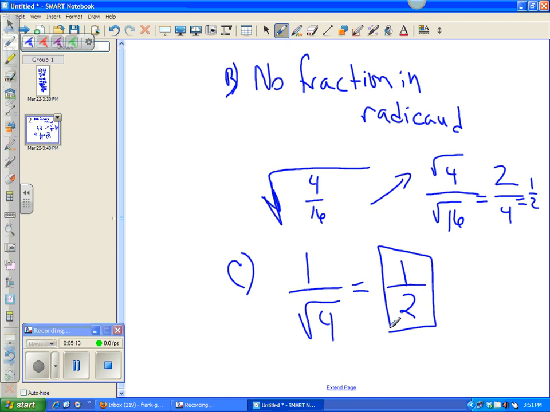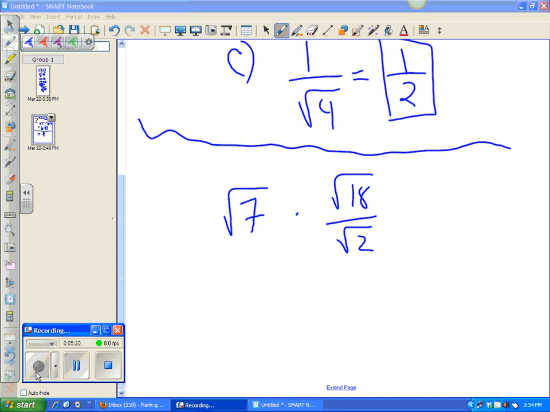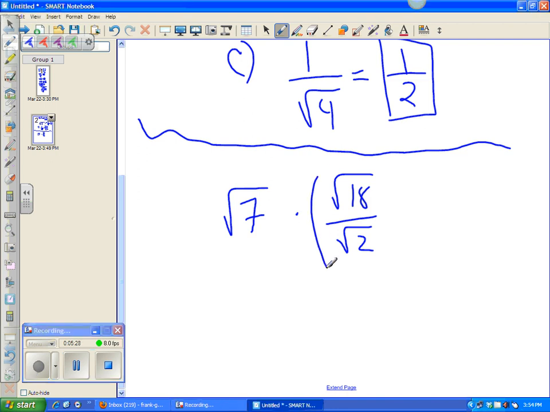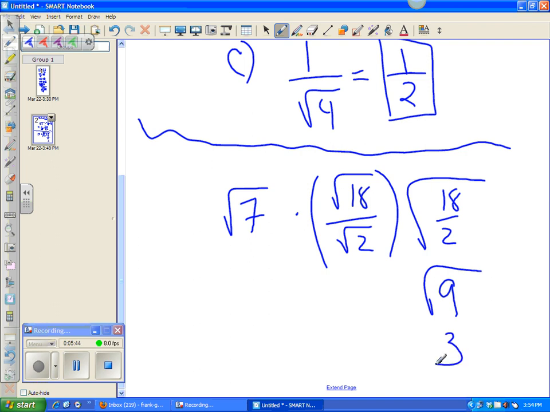Okay, I think that covers all the ways that we can be working this. There are some tricky problems. I'm going to try one tricky problem for you. So this problem would have scared the life out of me when I was in high school, but if you really understand this, you can actually convert this part of the problem into 18 over 2, and 18 over 2 gives you 9. Square root of 9 is 3. And you can do nothing with that 7, so you get 3 times the square root of 7.